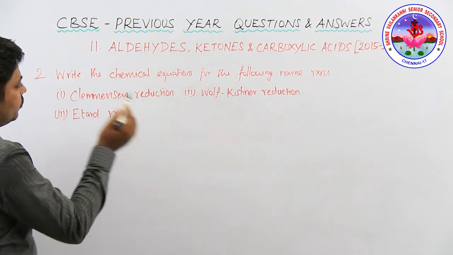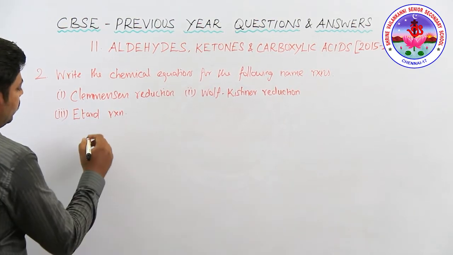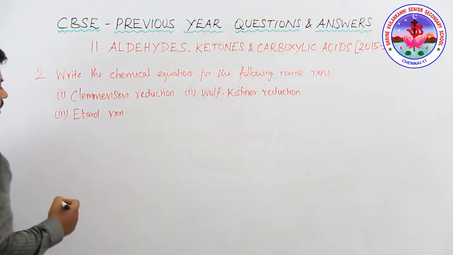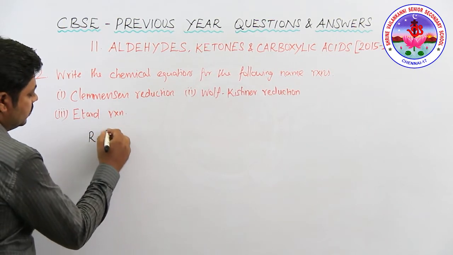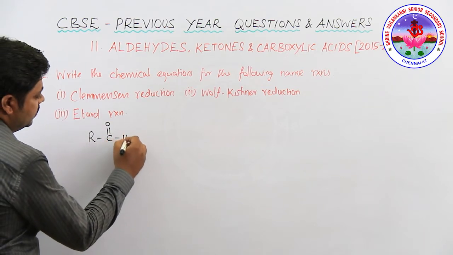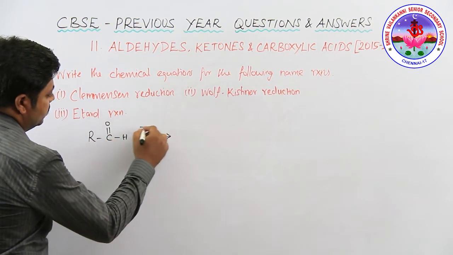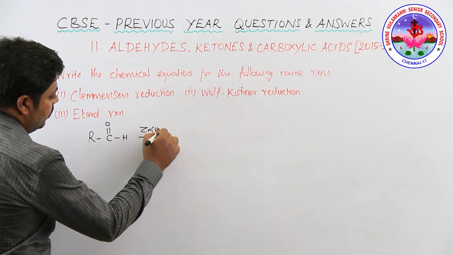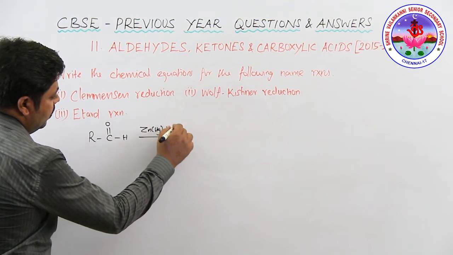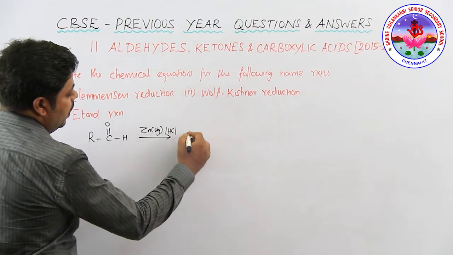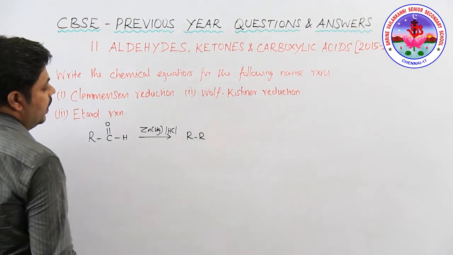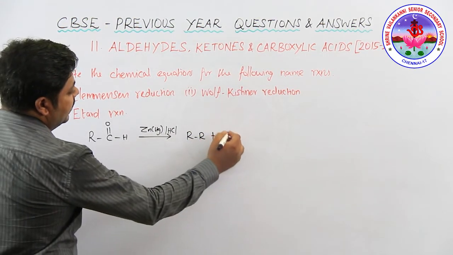So you have to specifically mention some compound. For example, Clemmensen reduction. You know that the Clemmensen reduction generally is RC=OH in the presence of zinc amalgam and HCl, which undergoes a reduction process to give R-R and water. This is a general reaction.